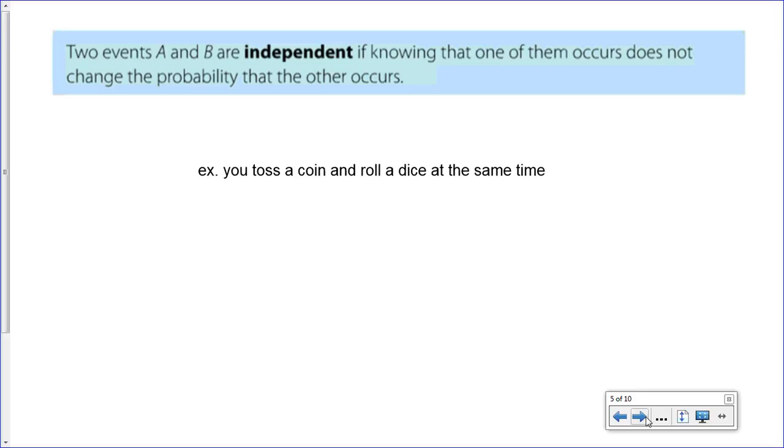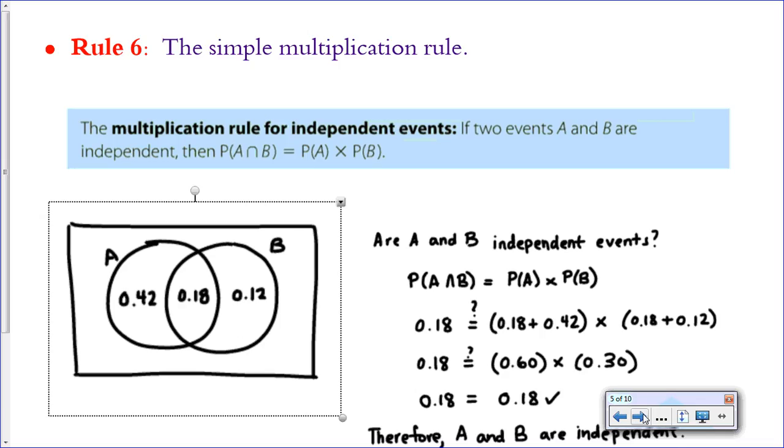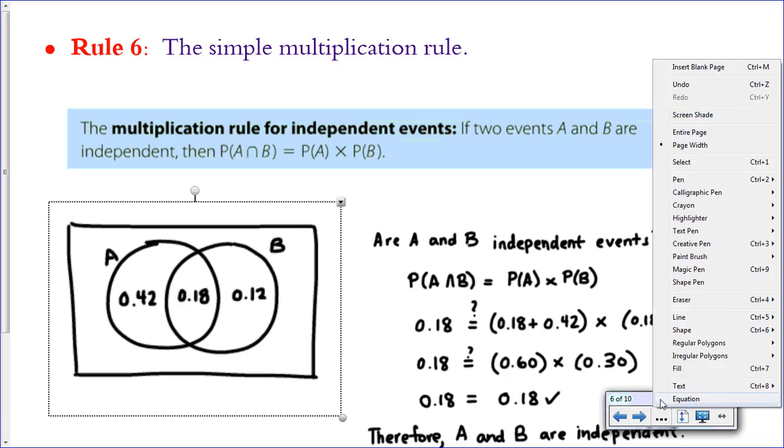So lots of things are independent that you can't use common sense to figure out. So instead we use a formula to determine if 2 events are independent in probability. And that formula is the simple multiplication rule for independent events. Let's pull up a screen shade here.